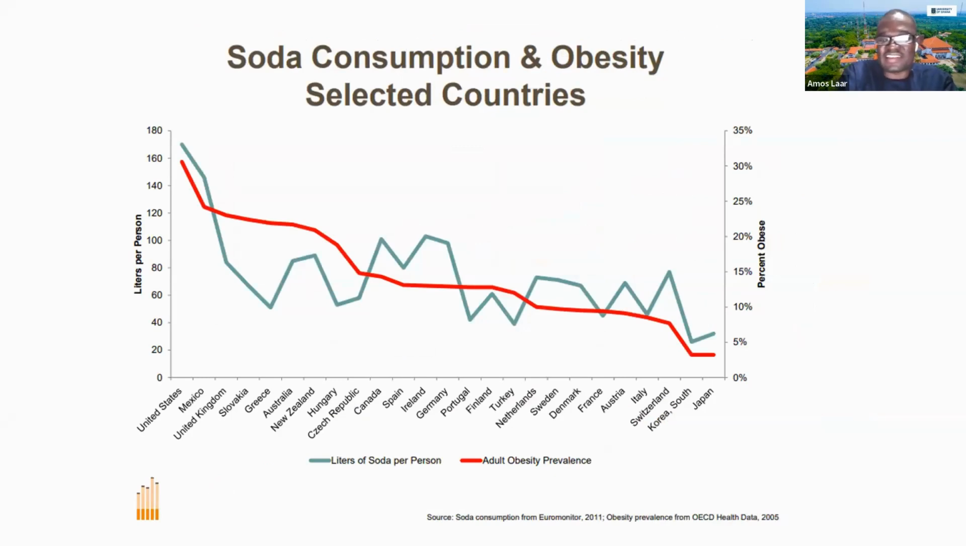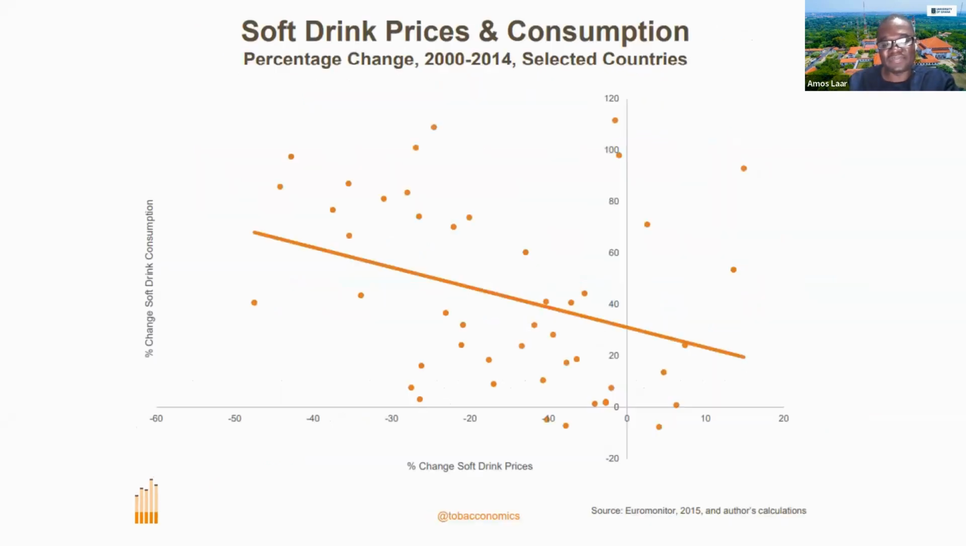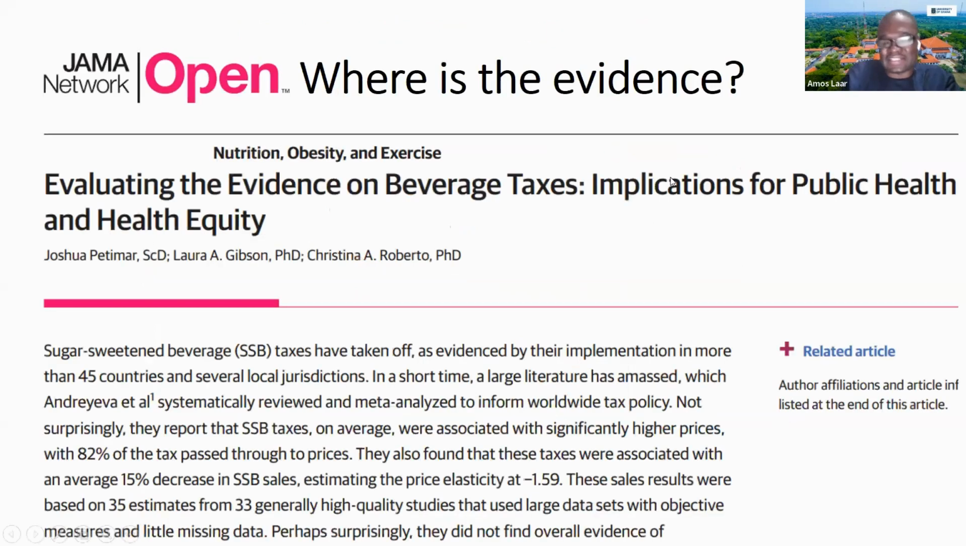What you see here is soda consumption and then obesity in selected countries. You can see there's a direct correlation between the amount of soda that is consumed and national level obesity prevalence. This shows an inverse relationship between soft drink prices and consumption. And so there's evidence that once price is increased beyond a certain proportion, there's a resultant decrease in consumption. And it is this evidence that WHO and others have used and are now promoting health taxes, which include sugar-sweetened beverage taxes.